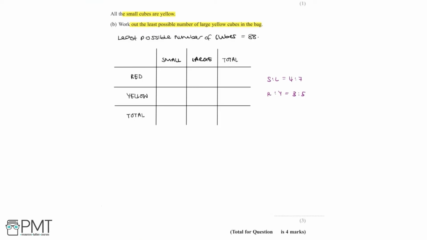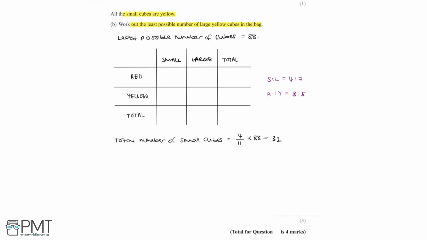Now the ratio of the number of small cubes to the number of large cubes is equal to 4 to 7, and so the fraction of small cubes would be equal to 4 out of 11. And so to find the number of small cubes, we'd multiply this fraction by the total number of cubes. And so we can say that the total number of small cubes is equal to 4/11 multiplied by the total of 88, which gives us an answer of 32.